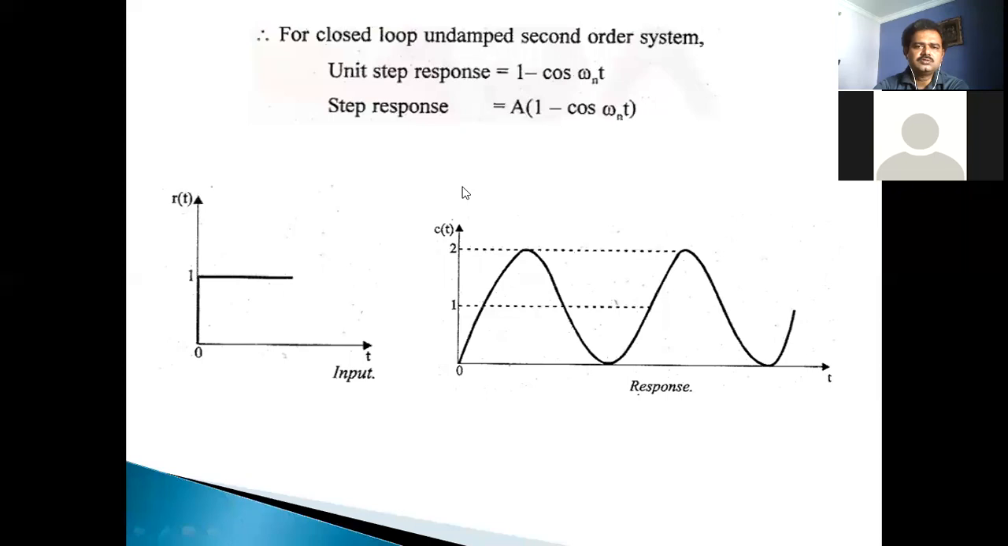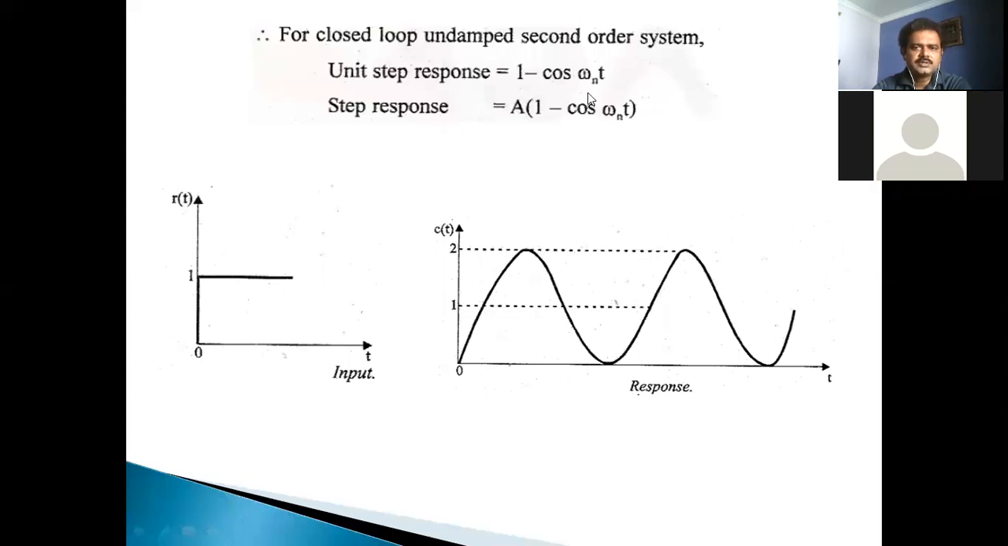So here the response is an oscillatory response. It never becomes 0. If we substitute the values, cos 0 is 1, you will get 0. Cos 90 is 0, you will get unit value. At cos 180, you will get minus 1, so it becomes twice the value. So it is something like this.